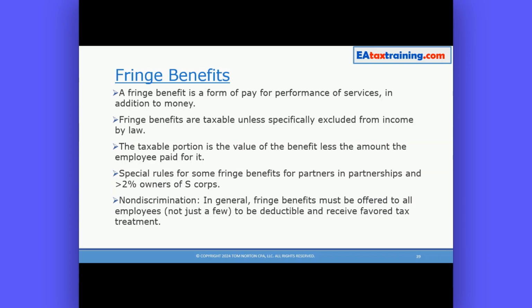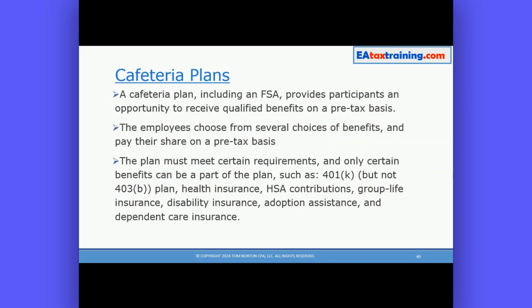And then there is this general non-discrimination rule, which says that the fringe benefits must be offered to all employees to be deductible and to receive favored tax treatment. So it can't be something that just the higher ups get. The C-suite only gets these things, or the owners of the company who also happen to be employees get these things, but nobody else does. So it has to be benefits that are available to everyone.